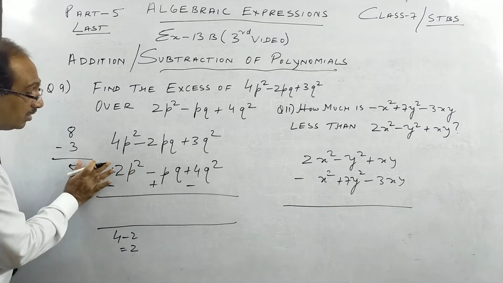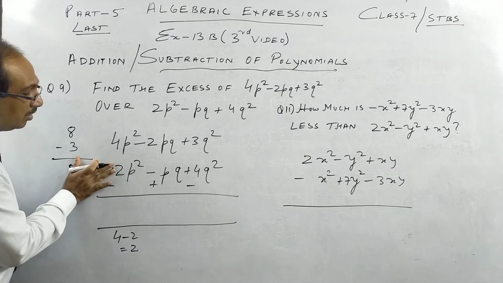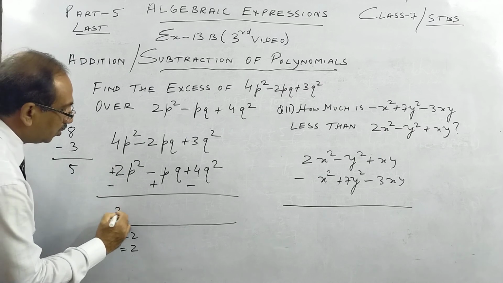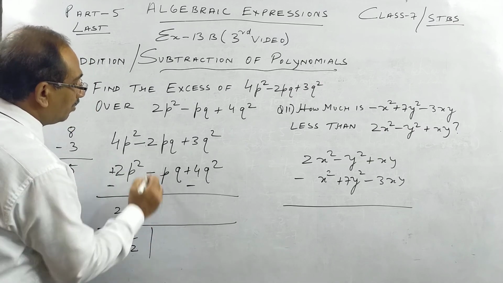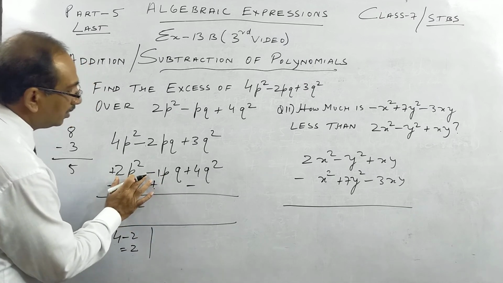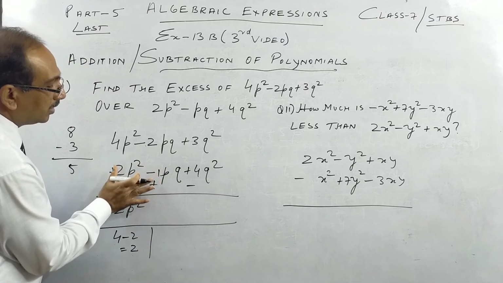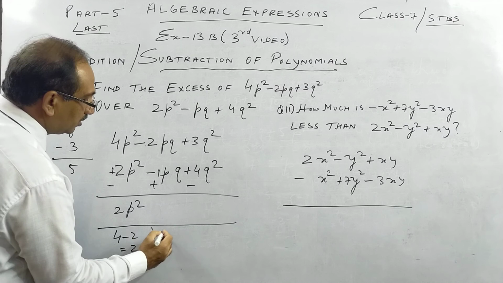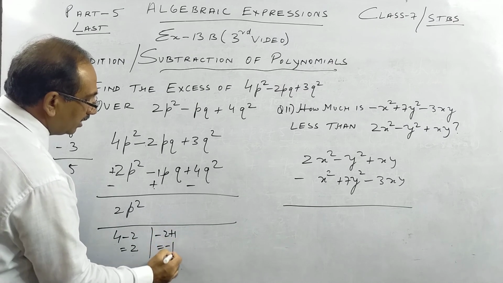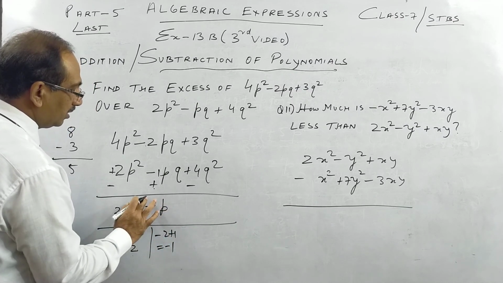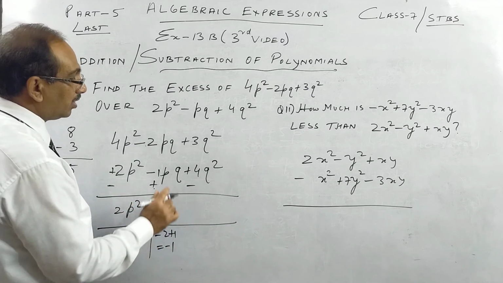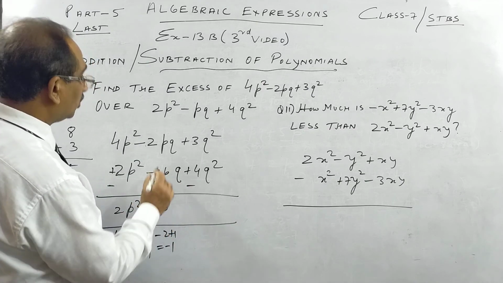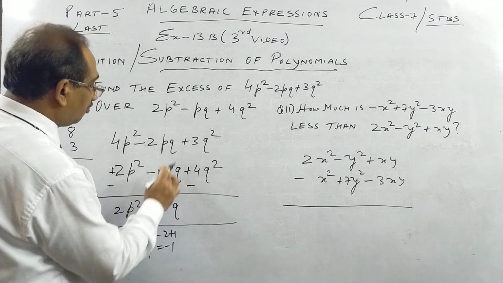Don't see this plus sign, think that this minus is in front of 2, so we get 2p square. Now, this minus you don't see, think it is plus 1p. So minus 2 plus 1 is minus 1, so this is minus p. We don't write 1 generally, children, nothing means 1. Next, sorry, this is pq, not p, this is pq.